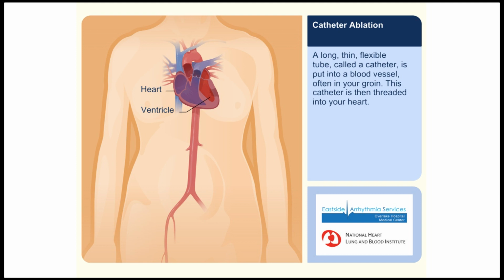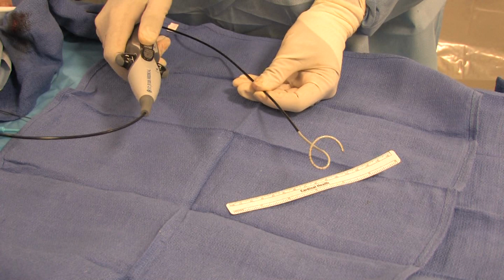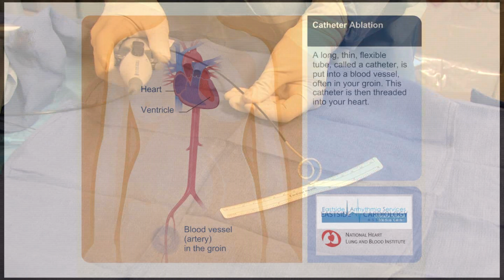A long, thin, flexible tube called a catheter is put into a blood vessel, often in your groin. The catheter can be bent and rotated by your doctor to put it in the precise location it needs to be. This catheter is then threaded into your heart.